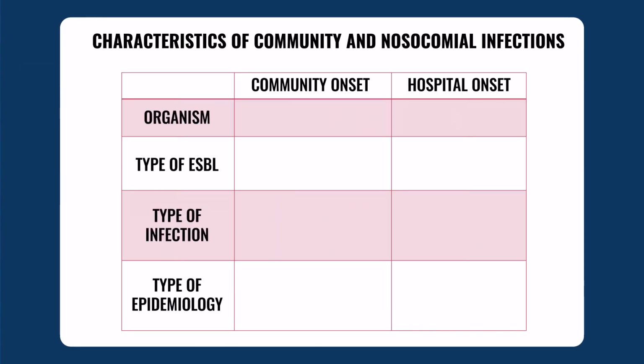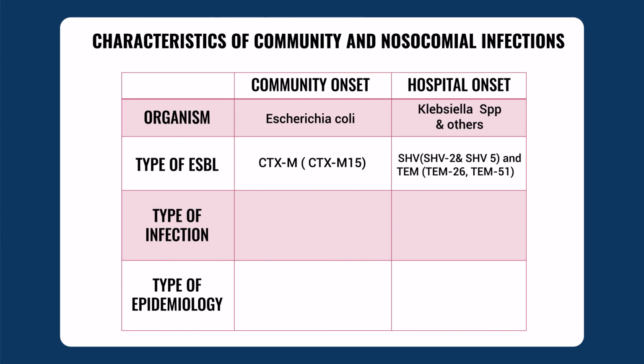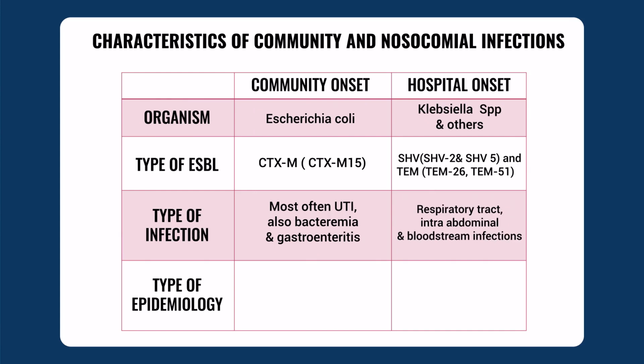The characteristics of these community and nosocomial infections are: the community onset is usually E. coli, whereas in a hospital-acquired infection, the commonest bug is Klebsiella species. The type of ESBL in E. coli is CTX-M, a common ESBL-producing organism. In the case of Klebsiella, it is the SHV or TEM type of resistance. The type of infection from the community due to E. coli is either UTI, bacteremia, or gastroenteritis, whereas in hospital, it is hospital-acquired pneumonia, ventilator-associated pneumonia, or a bloodstream infection.